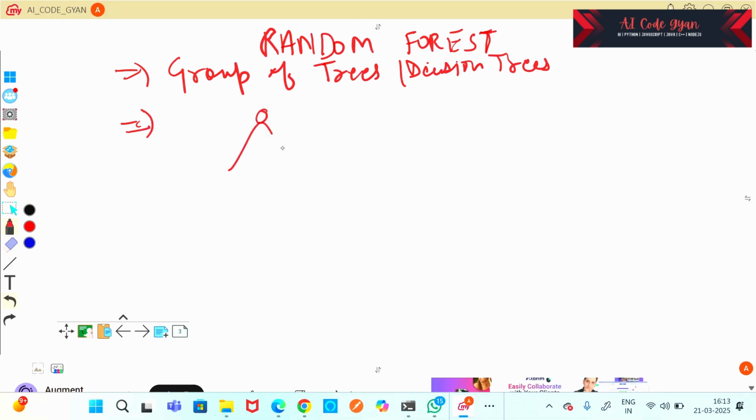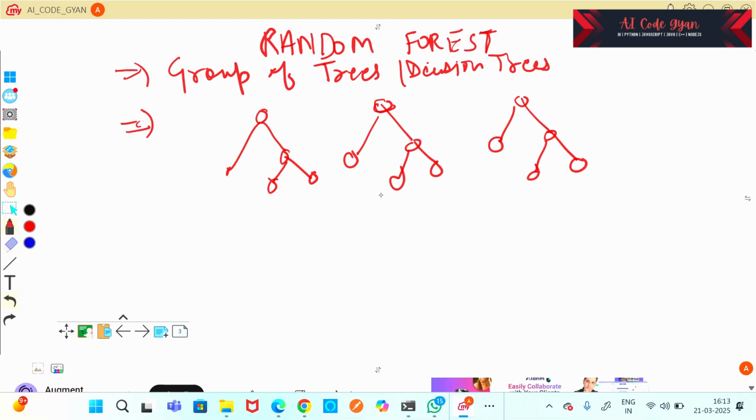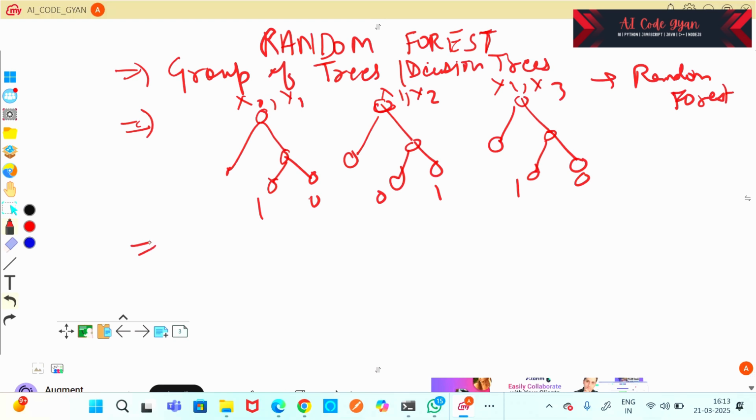So how is it going to happen? Here we are going to use a set of decision trees with different data sets. We will take a random set of data sets. That's why it is called random forest. Now this technique of splitting into multiple decision trees is called bootstrapping.